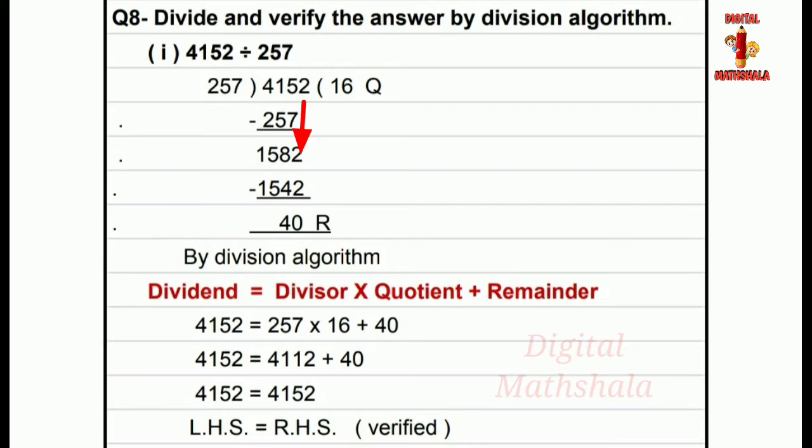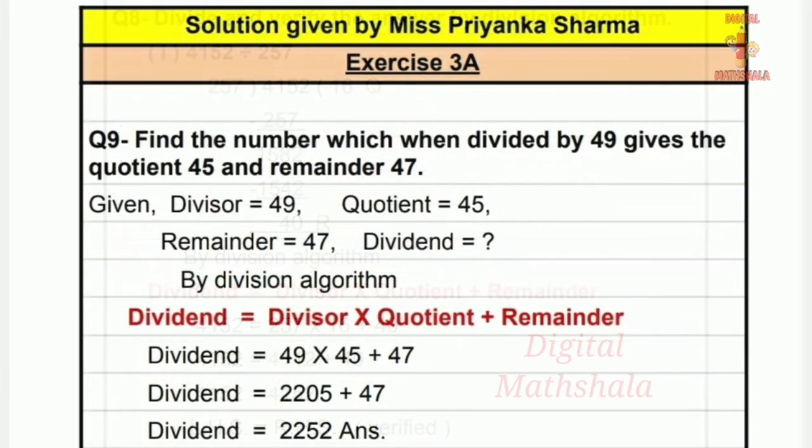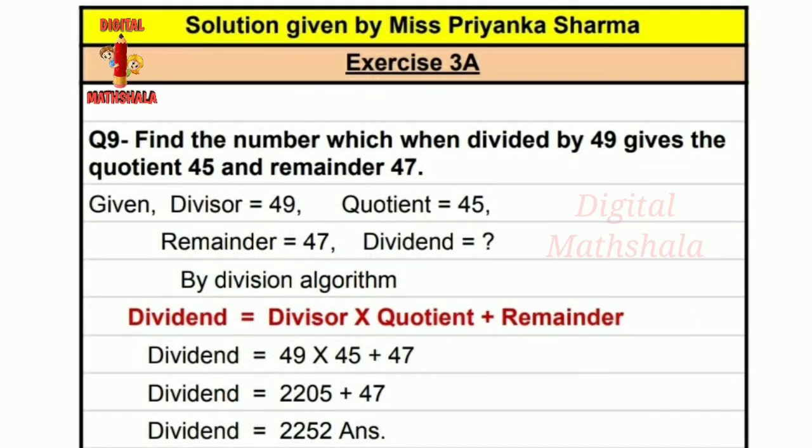Now we will move to the next question, question number 9. Question number 9 is asking, find the number which when divided by 49 gives the quotient 45 and remainder 47. So the data we have is: divisor is 49, quotient is 45, remainder is 47, and the dividend we have to find out. So by the division algorithm, we will apply all the values in the given equation.